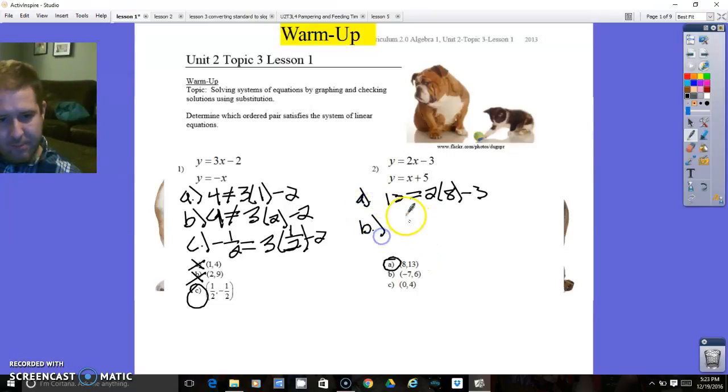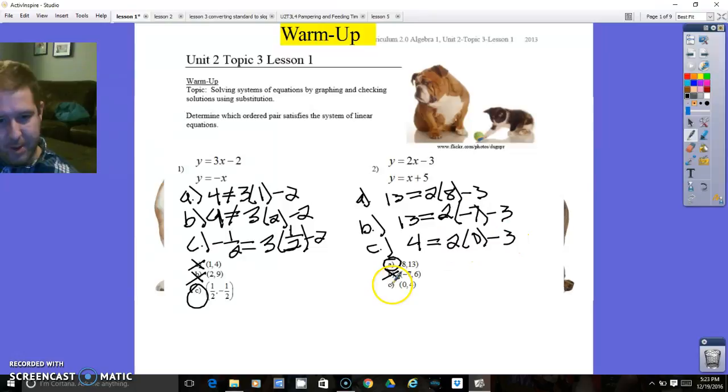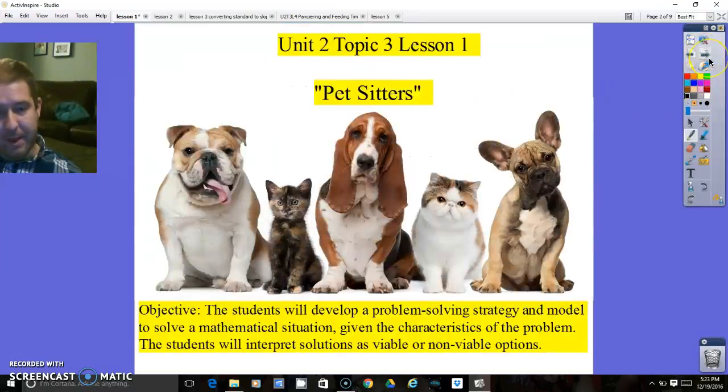So I can do the same thing for B. 13 equals 2 times negative 7 minus 3. So that's negative 14 minus 3 more makes negative 17. So that's clearly not an answer. And then C, we've got 4 equals 2 times nothing minus 3. Well, 2 times nothing is nothing. Minus 3 makes negative 3. So that is also not an answer. I didn't even have to look down here because it didn't satisfy the first equation. It's got to satisfy both to be an answer.